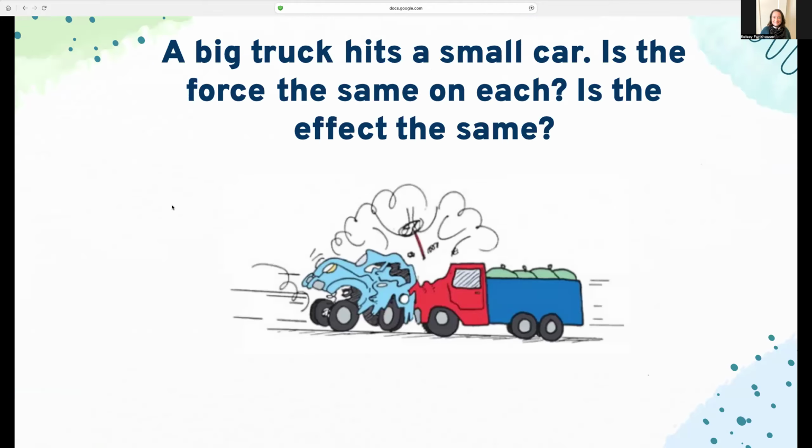Let's look at this example. I want you to take a moment and think about it. But first, a big truck hits a small car. Is the force the same on each of these? Is the effect the same? Pause if you need a moment to think about this and be honest with yourself. I bet your first thought is that there's no way the force is the same, because obviously the car is going to be in worse shape than the truck after this. But that would be a different effect on the car versus the truck. That doesn't mean that the force they experience is different.